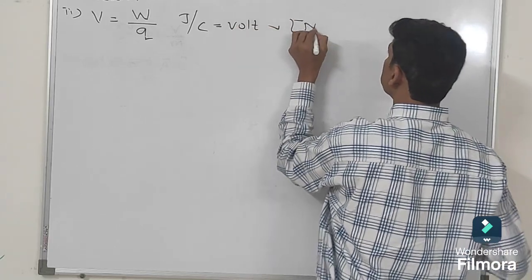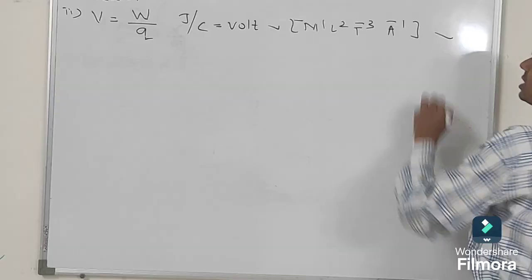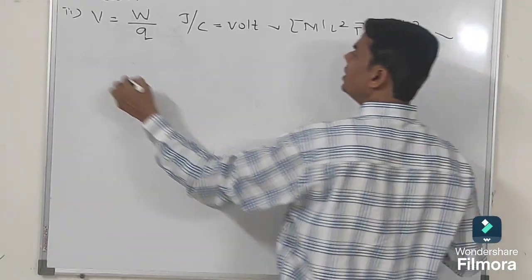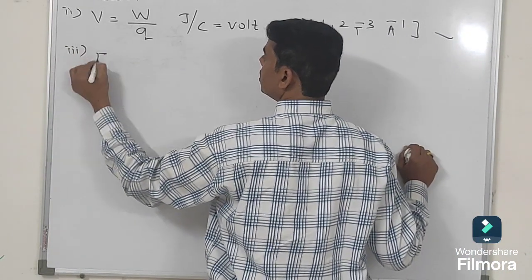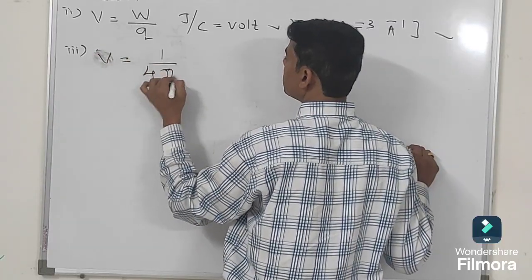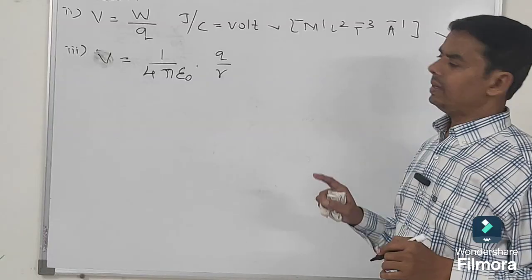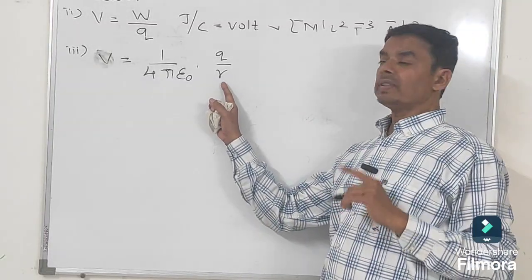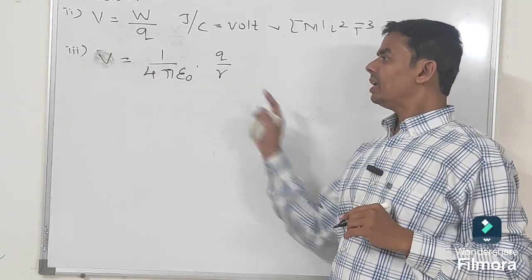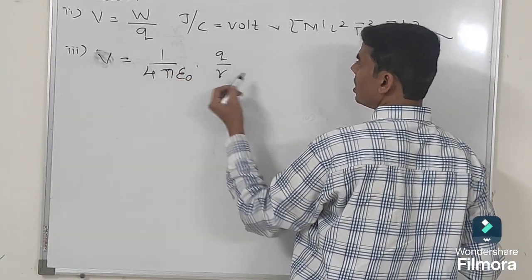The dimensions are M1 L2 T minus 3 A minus 1. This is the dimension for electric potential. Electric potential due to charge q at any point has the formula 1 upon 4 pi epsilon 0 q upon r. In electric intensity, this was r square. Here, electric potential due to charge q is 1 upon 4 pi epsilon 0 q upon r.